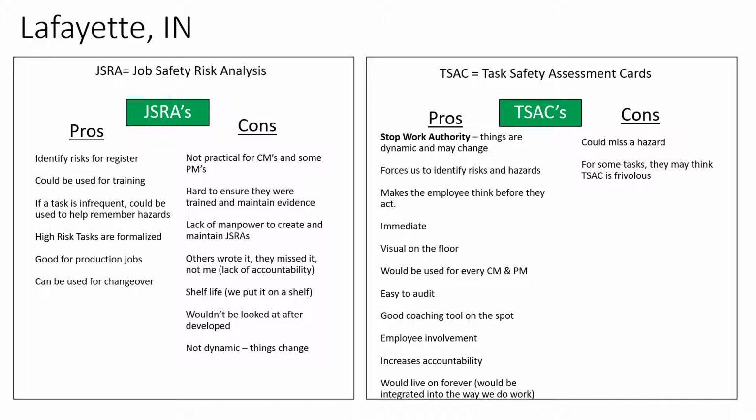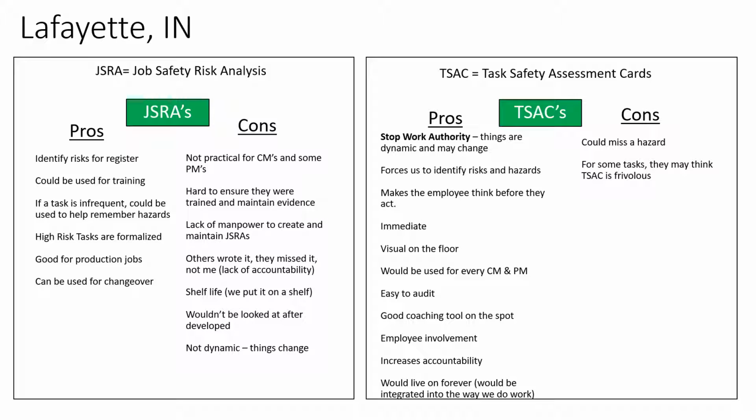You're tradespeople, and we understand that you've been trained for these things. It also forces us to identify those risks and hazards. Makes the employee think before you act. It's immediate. It's a visual process right on the floor because you're there. Would be used for every corrective maintenance and preventative maintenance. It's easy to audit. It's a good coaching tool on the spot. Employee involvement, and it increases accountability and would live on forever. It changes all the time, so does your TSAC.